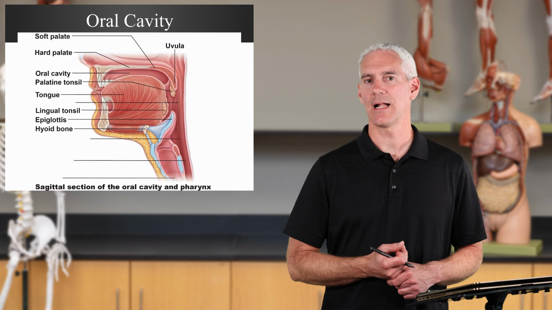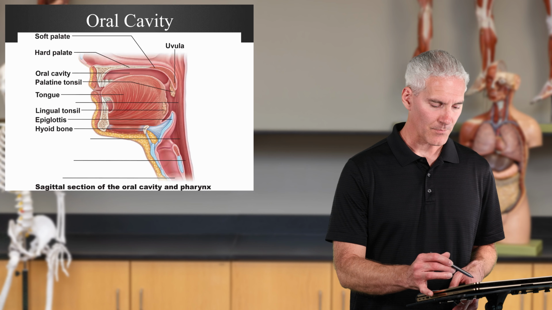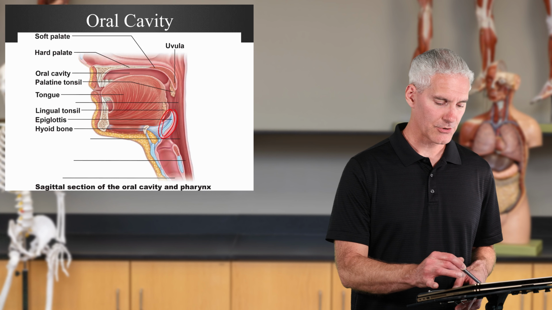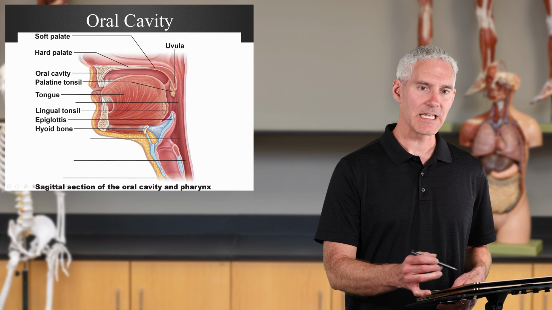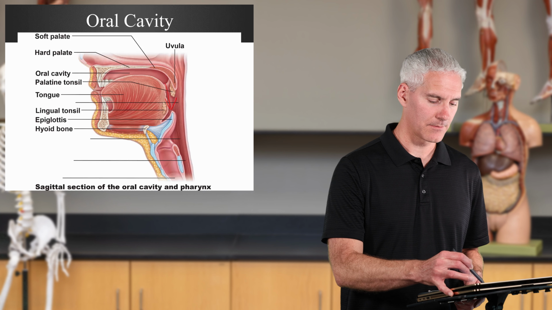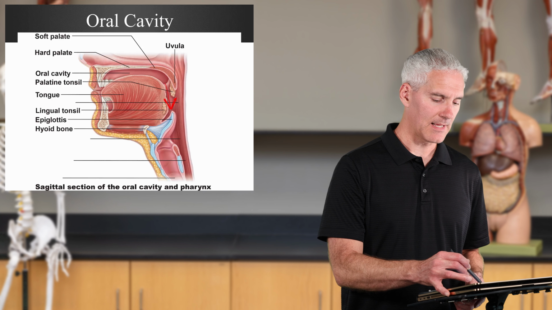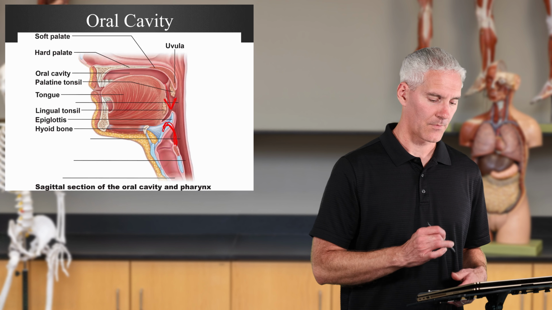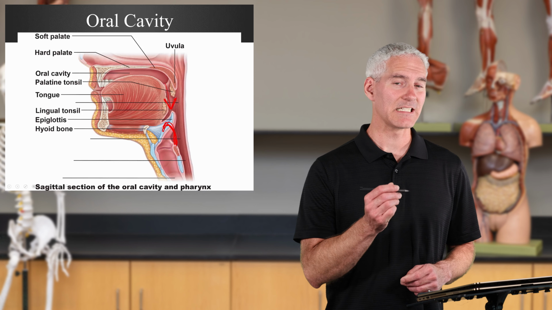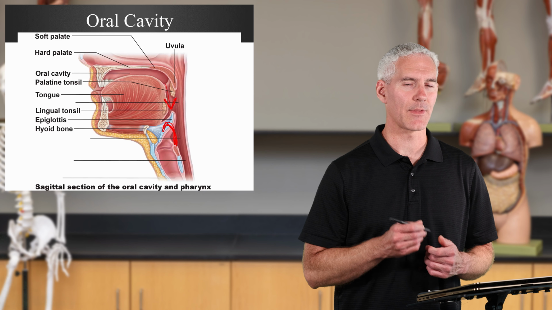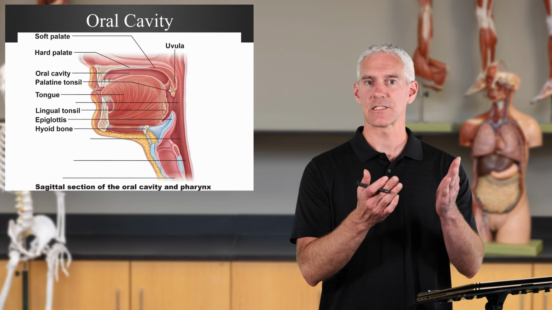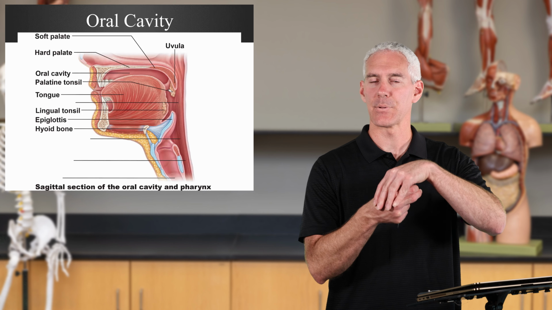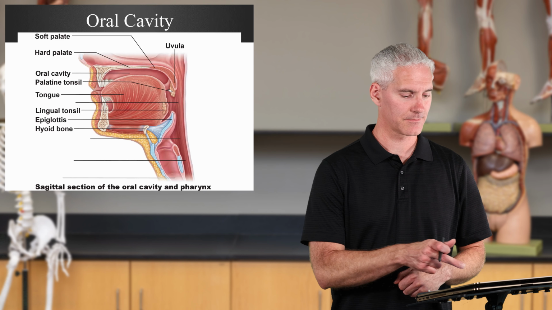We have the epiglottis and the hyoid bone. The epiglottis is this structure right here. Now the purpose of the epiglottis is as food comes down, it's swallowed, that epiglottis is going to fold right down here. The whole purpose is to make sure the food is going down the proper tube, down the esophagus. So your epiglottis folds over and blocks the airway to your lungs.